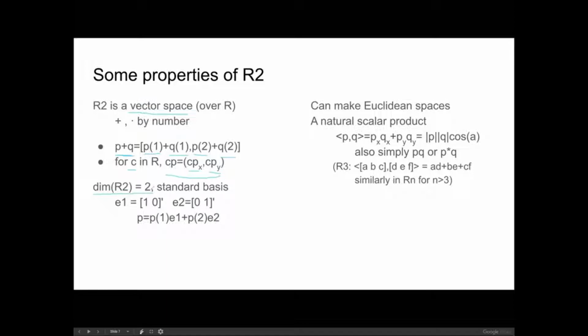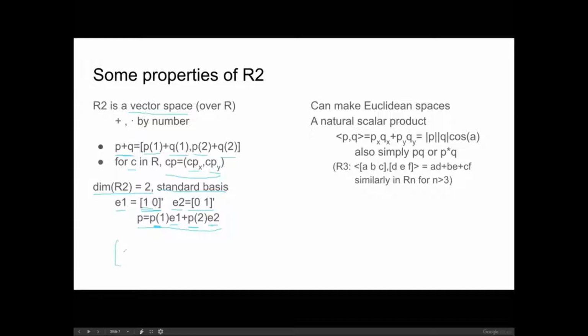It's easier to see than me trying to read what this really means. The dimension of R2 is 2. The maximum number of linearly independent vectors is 2. In particular, here are the two linearly independent vectors, which are called the standard basis for R2. Any two linearly independent vectors form a basis, but these are called the standard basis vectors, 1, 0, and 0, 1. And any vector can be written as the sum of its first coordinate times E1, the first vector, plus its second coordinate times E2, the second vector.